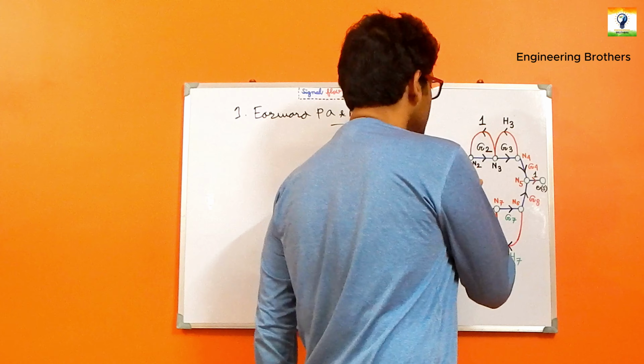Hi, we are Engineering Brothers, and once again we have our second problem for a signal flow graph, additional problem 2. You can see that we have our signal flow graph, which has been converted from a block diagram to this diagram. We should start from this diagram to see what the final transfer function will be in this case.